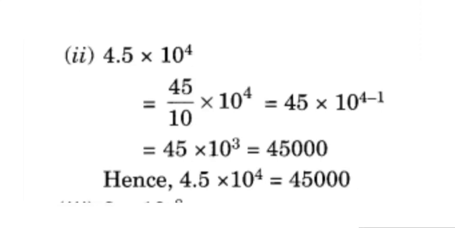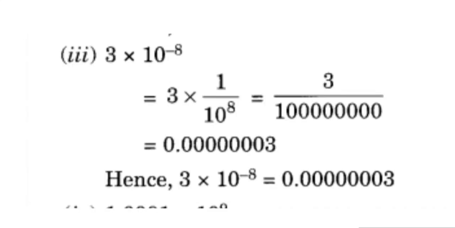Number 2, 4.5 into 10 raised to 4. So 4.5 into 10 raised to 4 we can write as 45 upon 10 into 10 raised to 4. Okay, now 45 into 10 raised to 3. Now this we can write as 45,000. Number 3, 3 into 10 raised to minus 8. So this we can write as 3 into 1 upon 10 raised to 8. So 3 upon 1 and 8 zeros. So now the answer will come 0.00000003. This is the required answer.